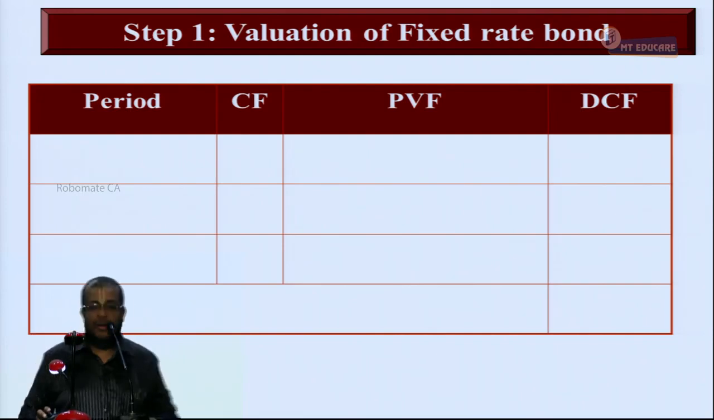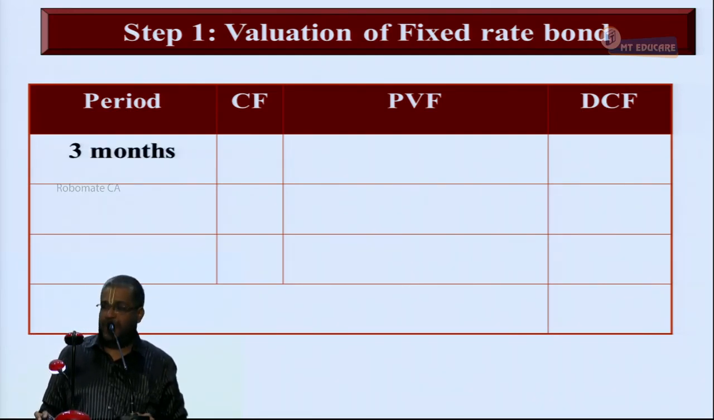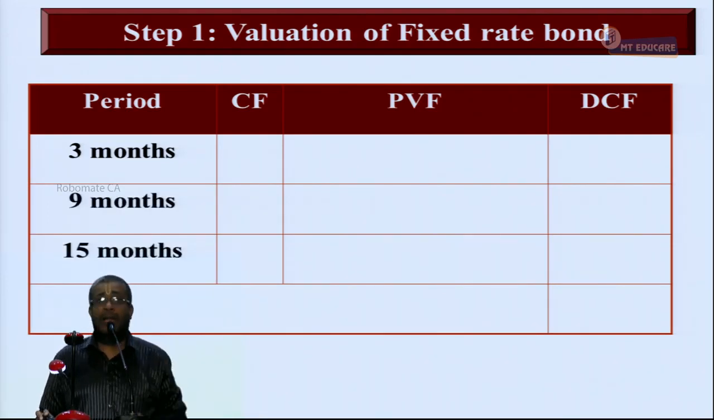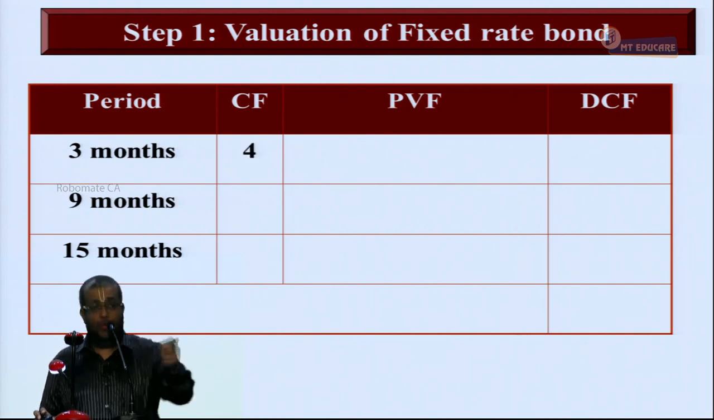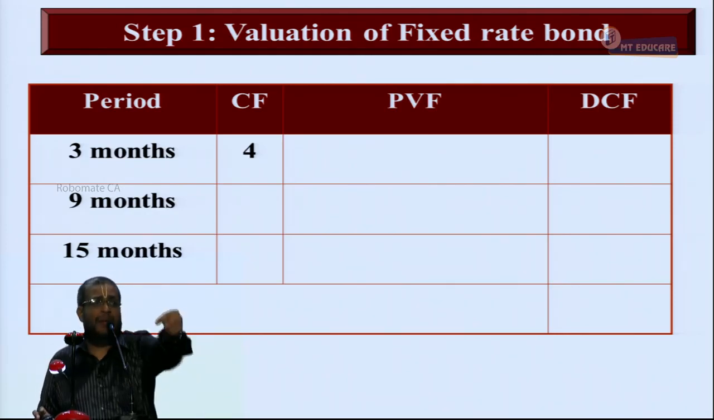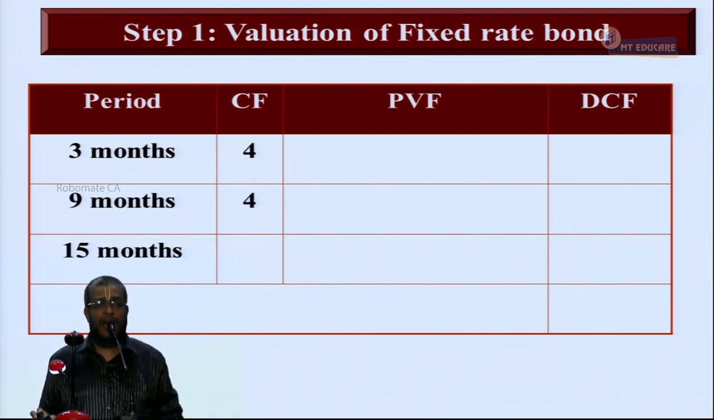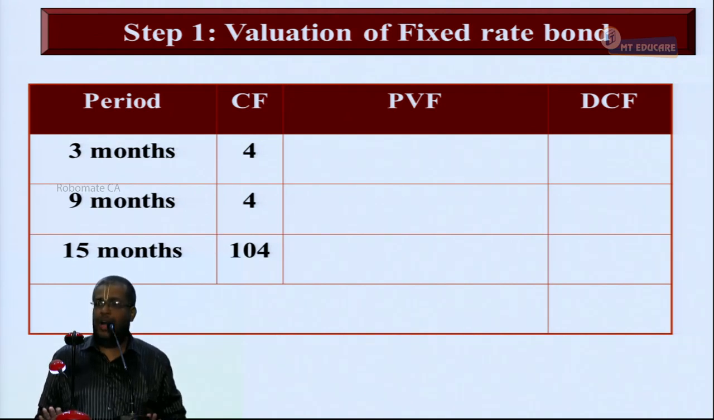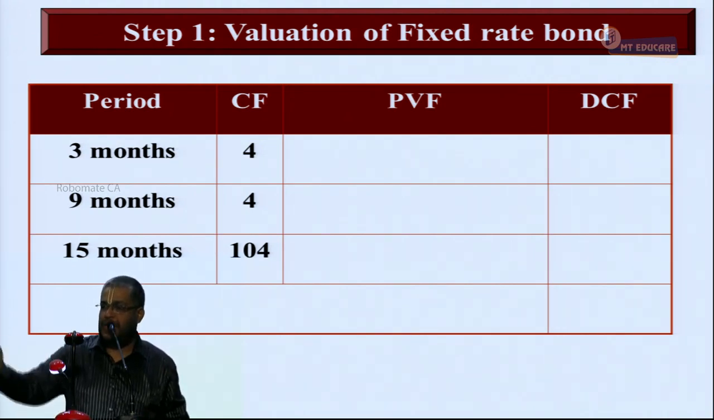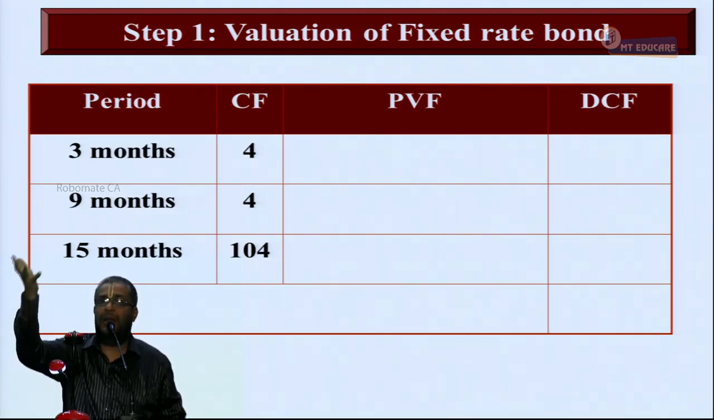So what are the future cash flows you're going to get? You're going to get them after 3 months, after 9 months, after 15 months. What do you get after 3 months? 4 million coupon. How 4 million coupon? 4% interest on how much? 100 million. After 9 months, what are you going to get? 4 million coupon. After 15 months, what are you going to get? 104 million. Why? 100 is the value and 4 is the coupon. You'll be getting how much here? 104 million. Is everybody clear?